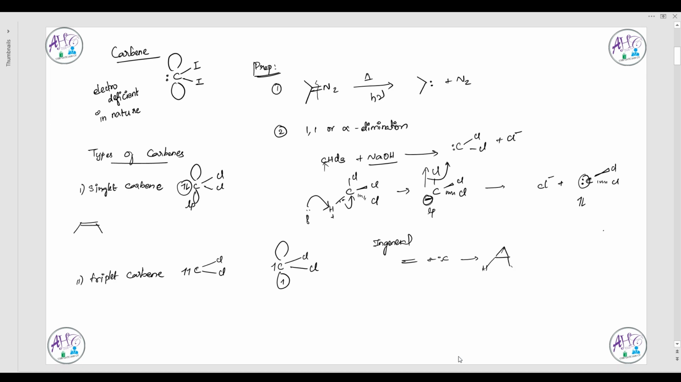Okay, H1 and H2 என்ன configurationல இருக்கும்ன்றது, your singlet carbene or your triplet carbene, that is the nature of the carbene, will decide the stereochemistry of these hydrogen groups. Okay, so if you have a singlet carbene, you'll always get retention of configuration.